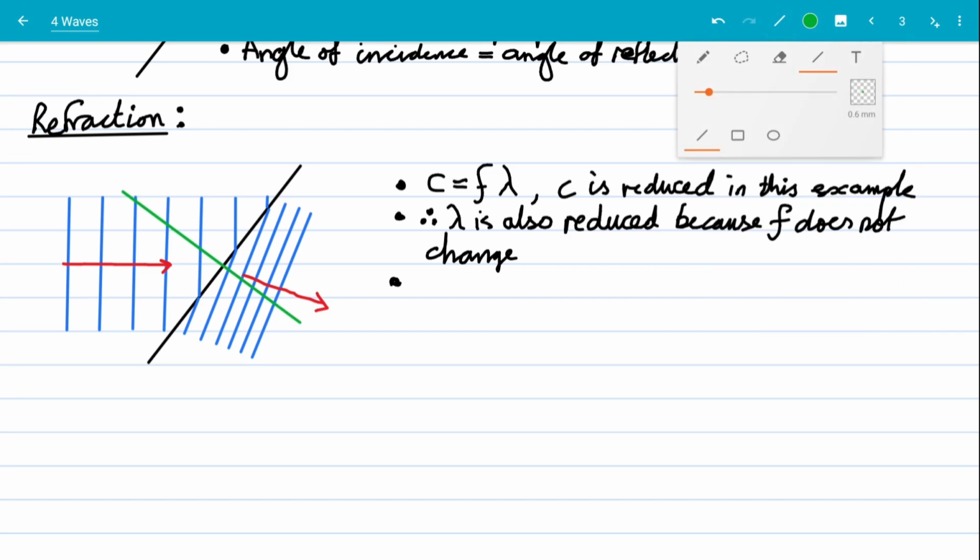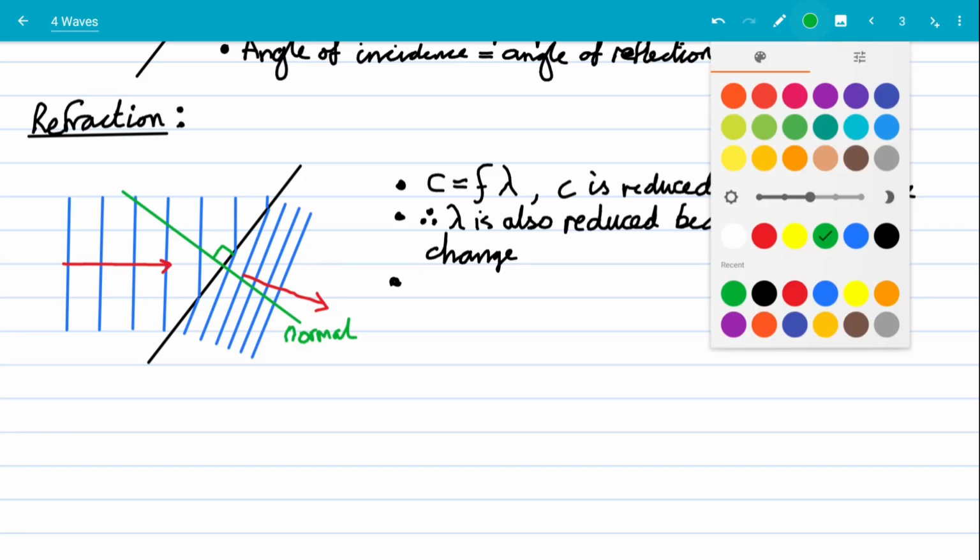And as soon as I add the normal, it becomes obvious what I mean by towards the normal. Normal being 90 degrees to the surface. In this case, it's a boundary, 90 degrees to the boundary between two different depths. You can see that the red arrow coming in is further away from the green line than the red arrow coming out.